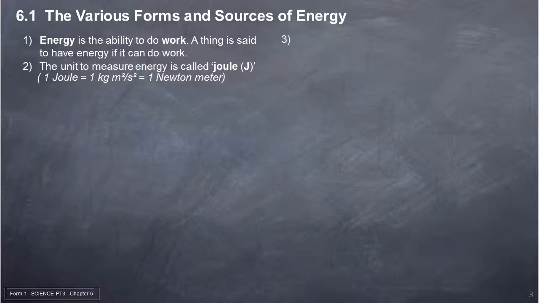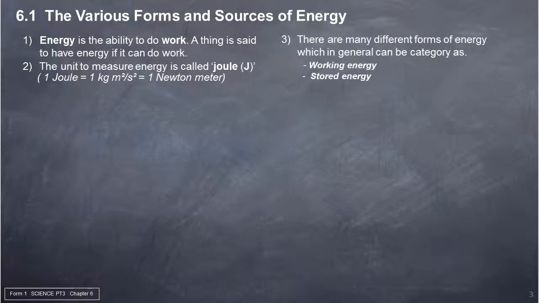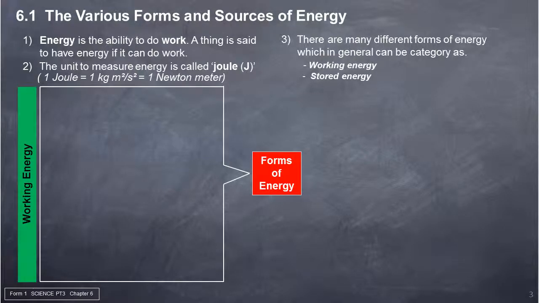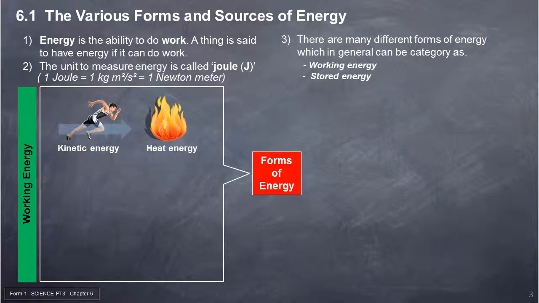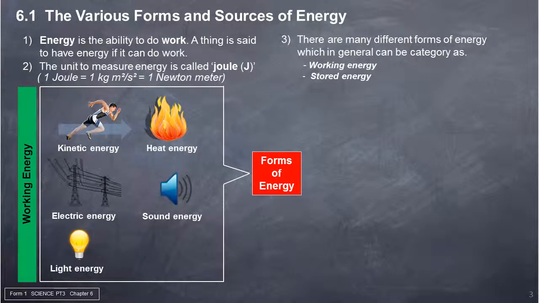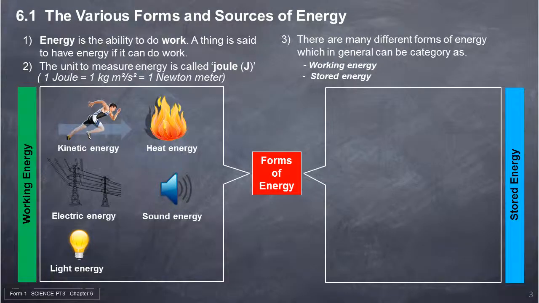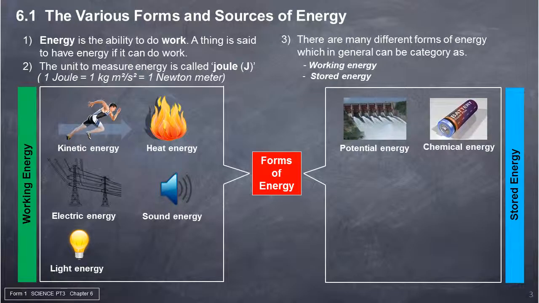3. There are many different forms of energy, which in general can be categorized as working energy and stored energy. Forms of energy. Working energy: kinetic energy, heat energy, electric energy, sound energy, light energy. Stored energy: potential energy, chemical energy, nuclear energy.